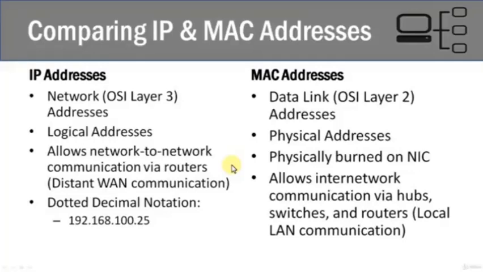Conversely, MAC addresses allow what we call inter-network communication, meaning communication within a local area network, via hubs and switches, and sometimes routers within a local area network. So MAC addresses are for LAN communication and IP addresses are for wide area network communication.